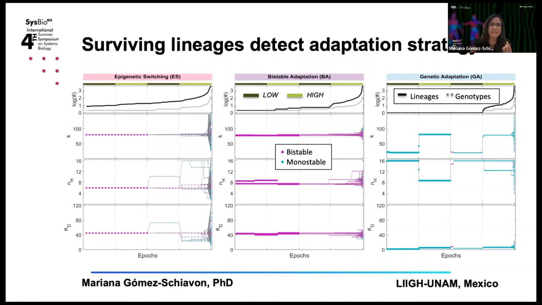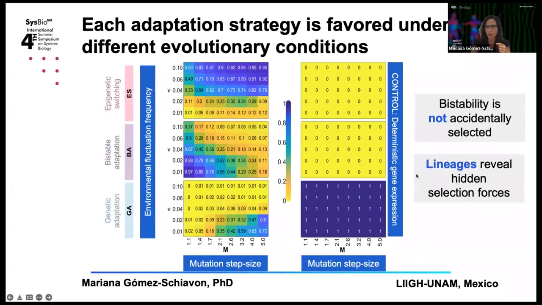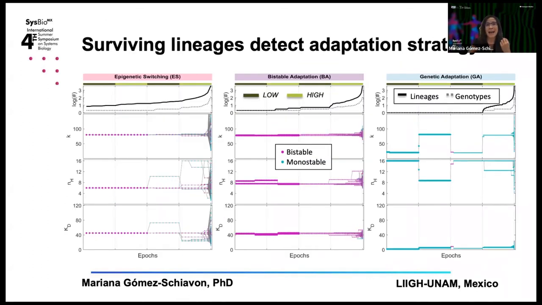If the parental lineages survive a full environmental cycle with a biostable genotype and no mutations whatsoever, we say that these populations or these lineages are using epigenetic switching. On the other extreme, if the parental lineages survive a full environmental cycle with at least one monostable genotype and at least two mutations, we call this genetic adaptation.